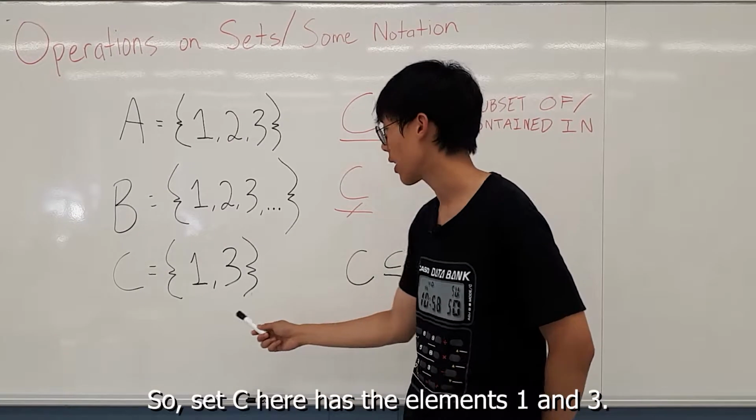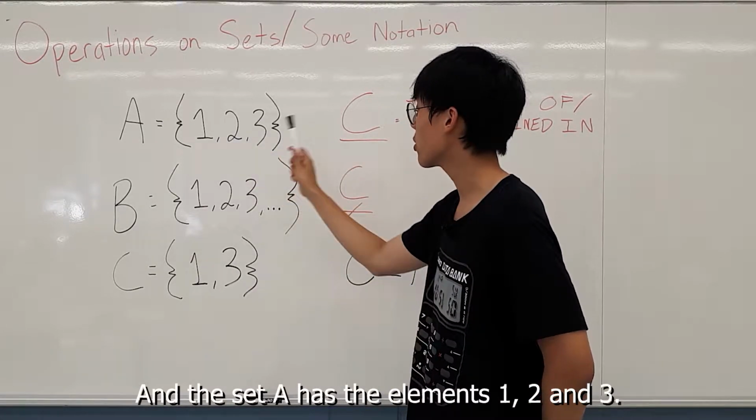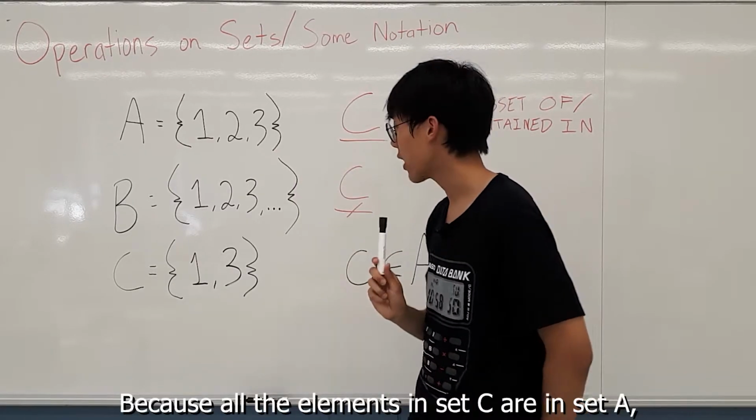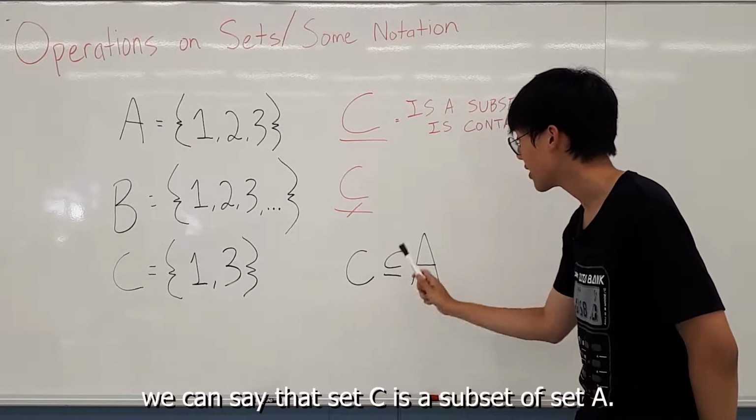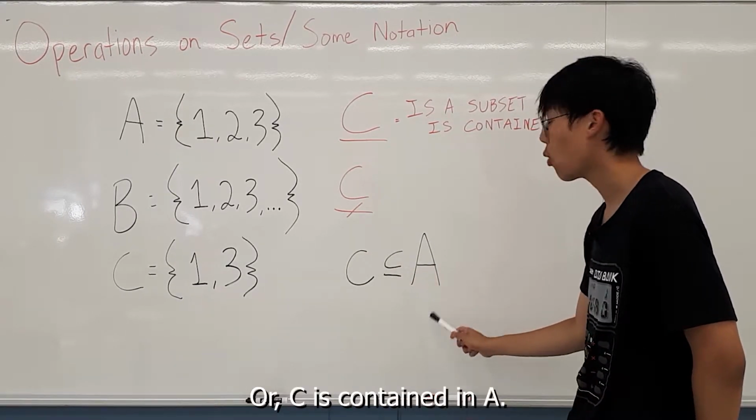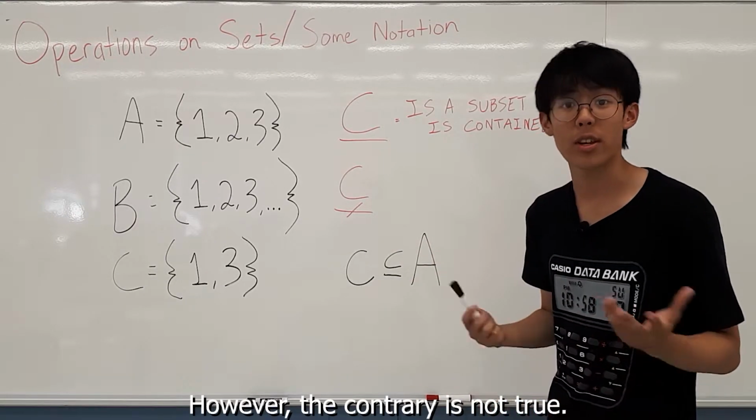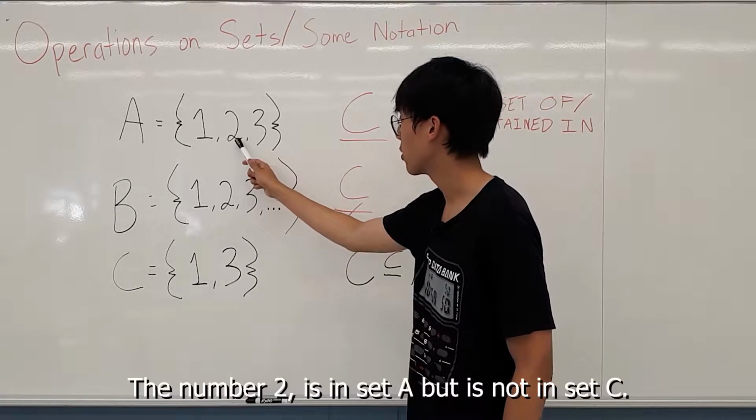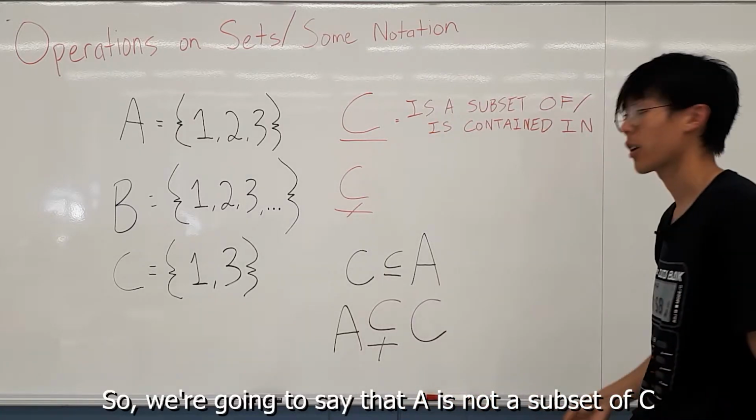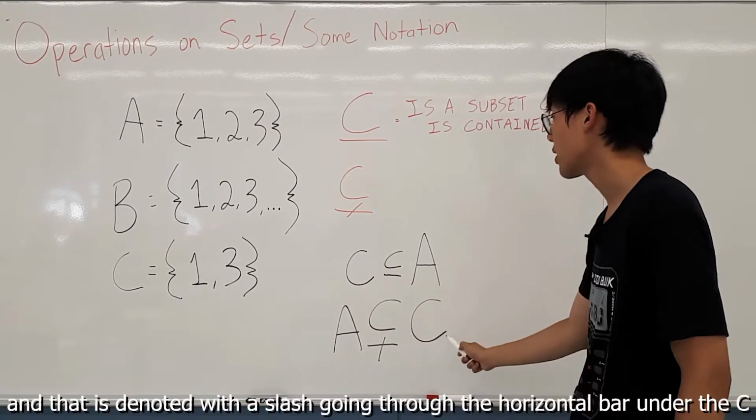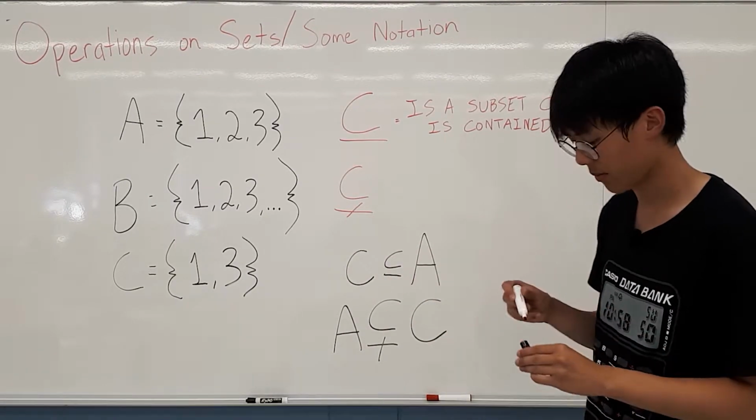So set C here has the elements 1 and 3, and the set A has the elements 1, 2, and 3. Because all the elements in set C are in set A, we can say that set C is a subset of set A, or C is contained in A. However, the contrary is not true. The number 2 is not in the set C, so we're going to say that A is not a subset of C, and that is denoted with a slash going through the horizontal bar under the C.